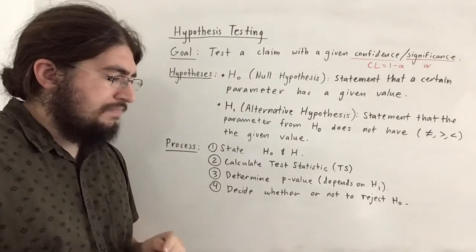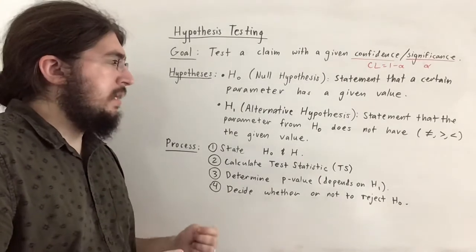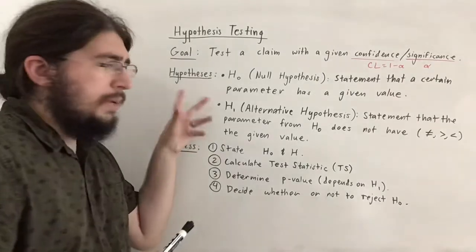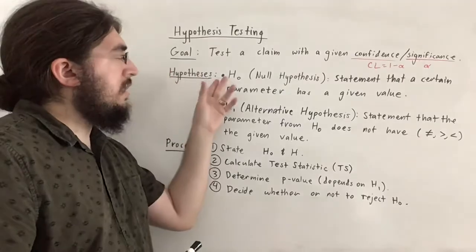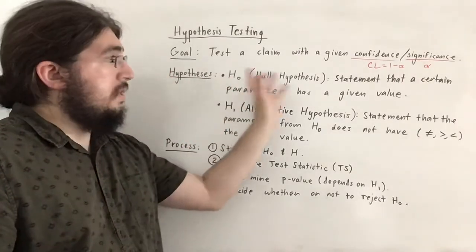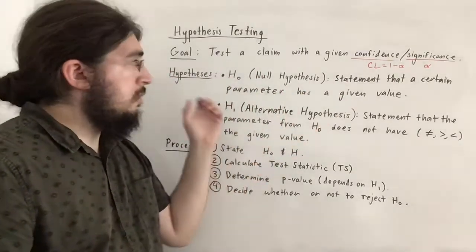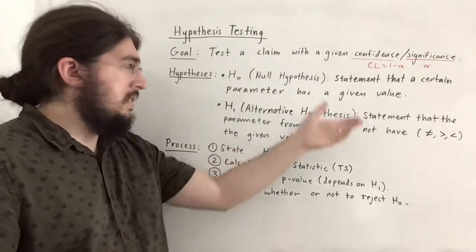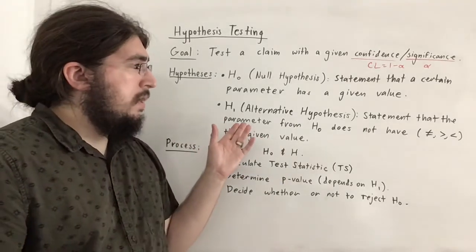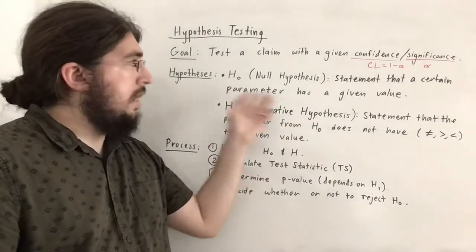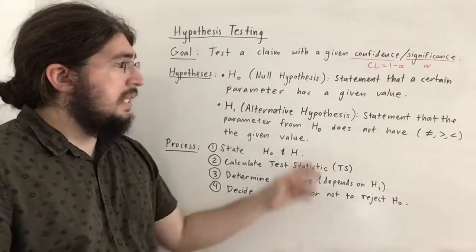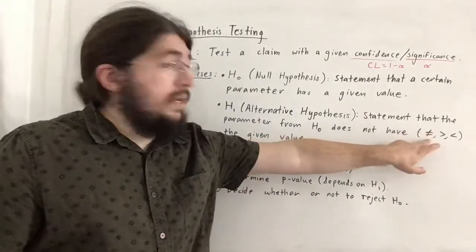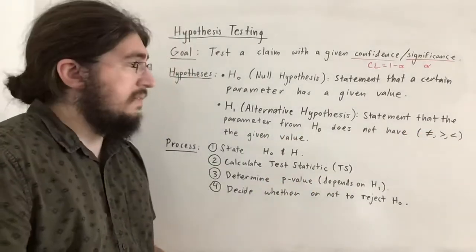Now, as far as hypotheses go, there's what's called the null hypothesis and the alternative hypothesis. Depending on what book you're using, it may be explained a little differently than how I'm about to explain it. So I'll explain it here and then try to elaborate. Here I say H naught, or H sub 0. The null hypothesis is a statement that a certain parameter has a given value. Whereas the alternative hypothesis, H1, is the statement that the parameter from H naught does not have that given value. In other words, it could be not equal to, bigger than, or less than that value.